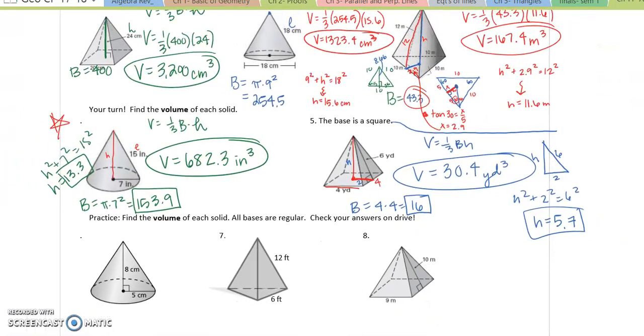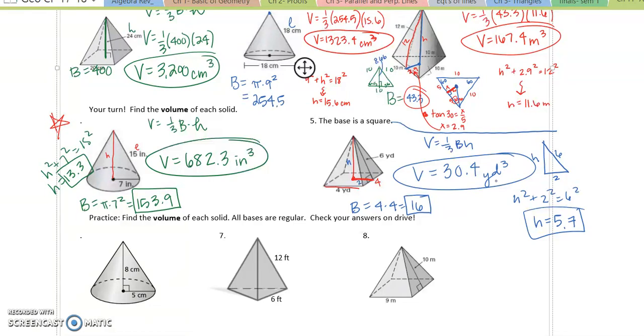All right, here we go. Our cone had a height of 13.3, the area of the base 153.9, so our volume was 682.3. For the pyramid, you had a base of 16. To find the height, you had to know this little bottom piece was 2. It gives you a height of 5.7 and a volume of 30.4.